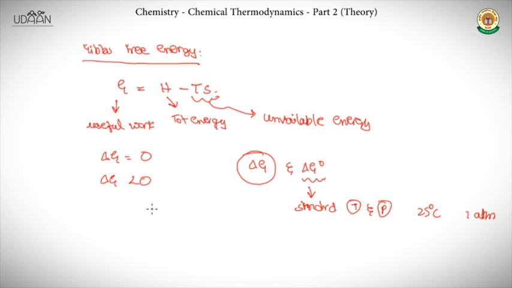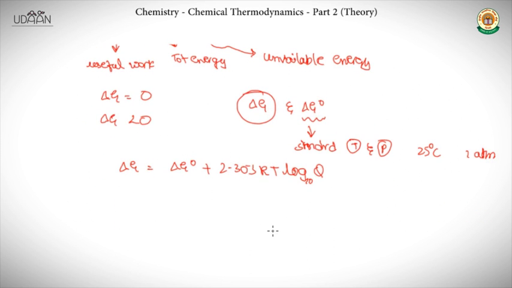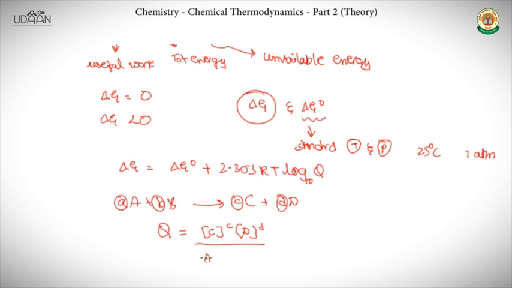Now there is a correlation between delta G and delta G naught. Delta G equals delta G naught plus 2.303 RT log Q. This is for a particular reaction. Let us take a reaction: aA plus bB gives rise to cC plus dD. The small a, b, c, d represent coefficients in the reaction. So we are finally entering thermochemistry now, and the chemical equilibrium part also. For this reaction, the reaction quotient is the concentration of C to the power c, times the concentration of D to the power d, divided by that of A and B. This is called the reaction quotient.